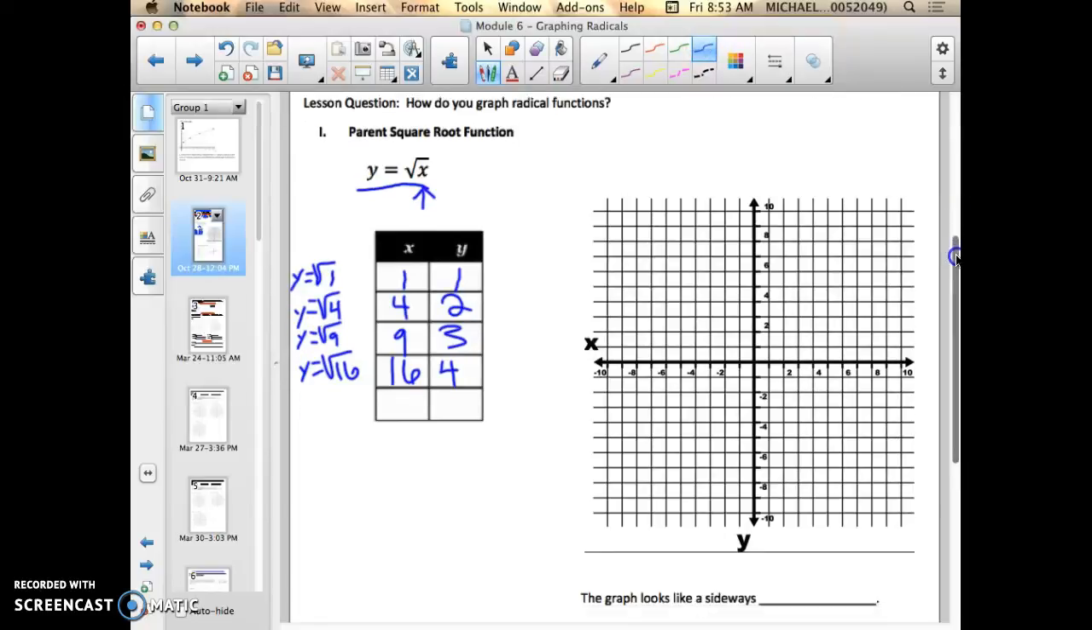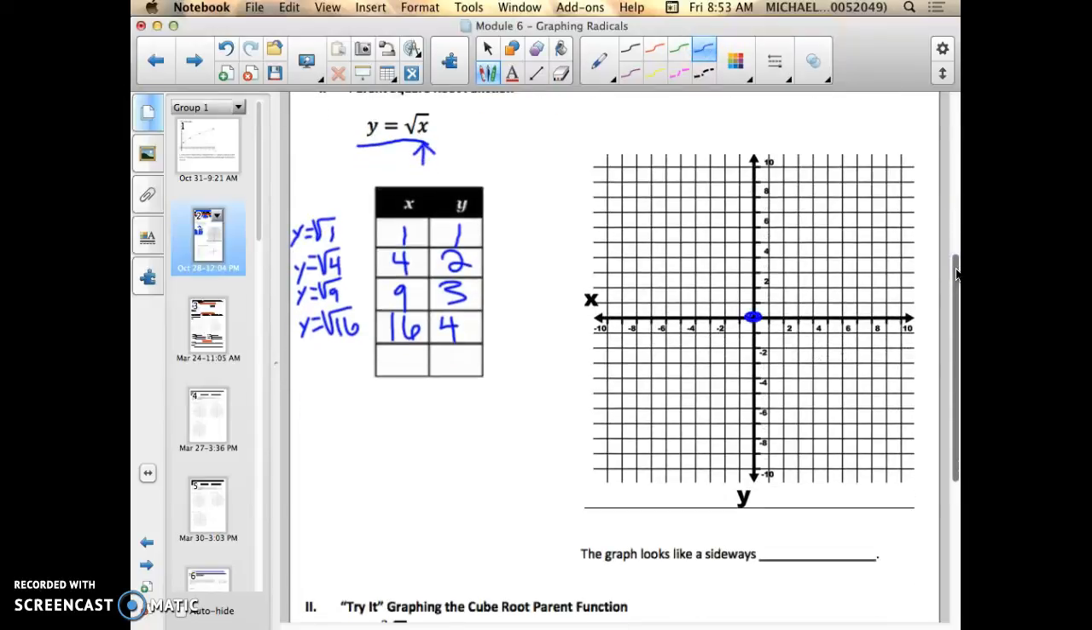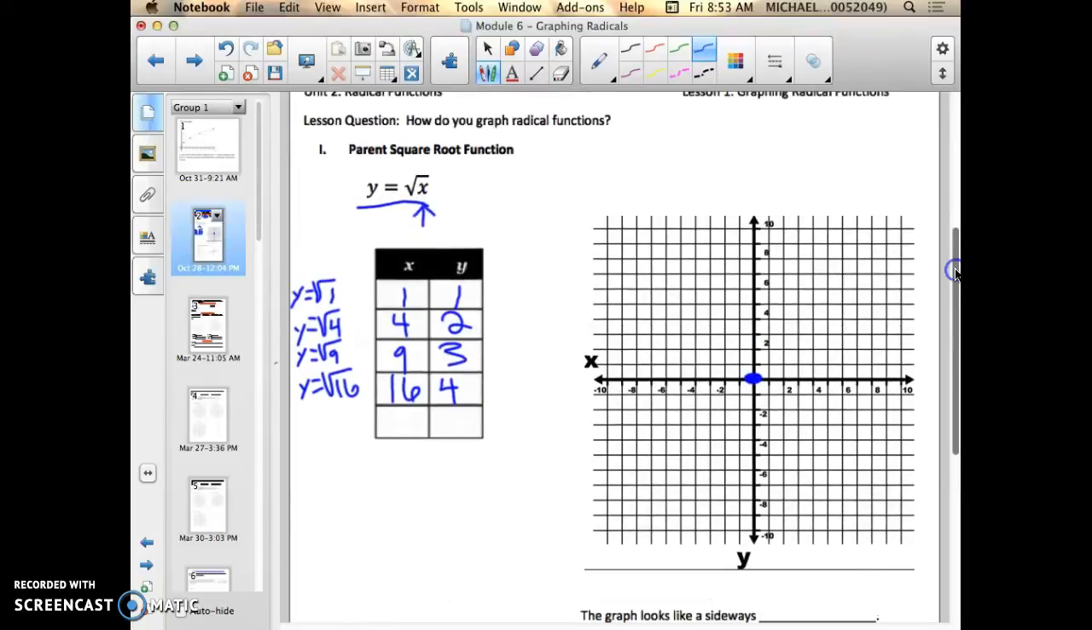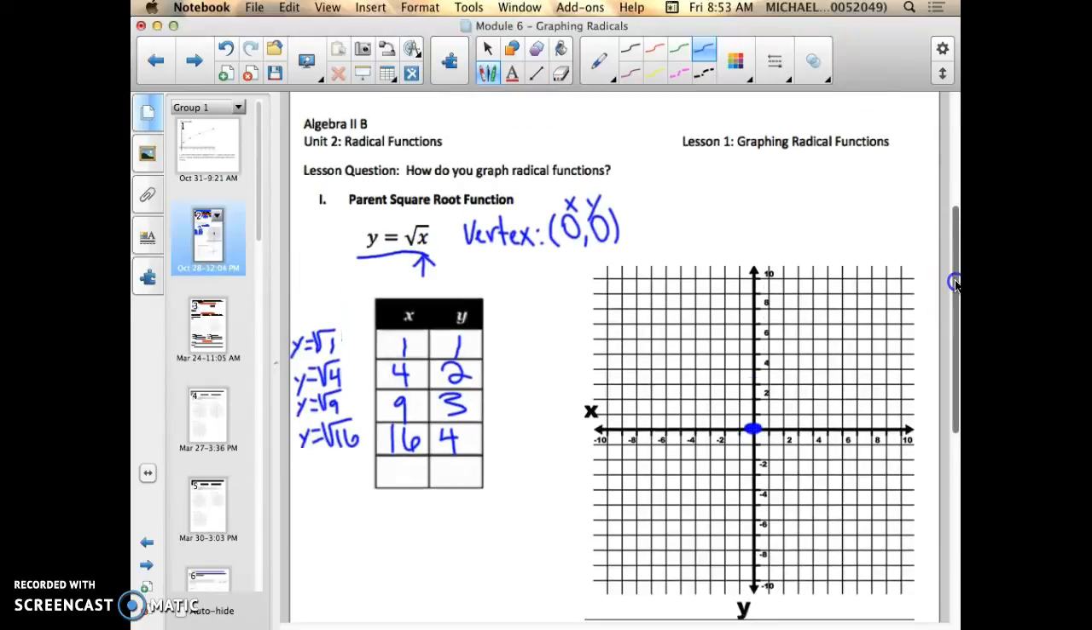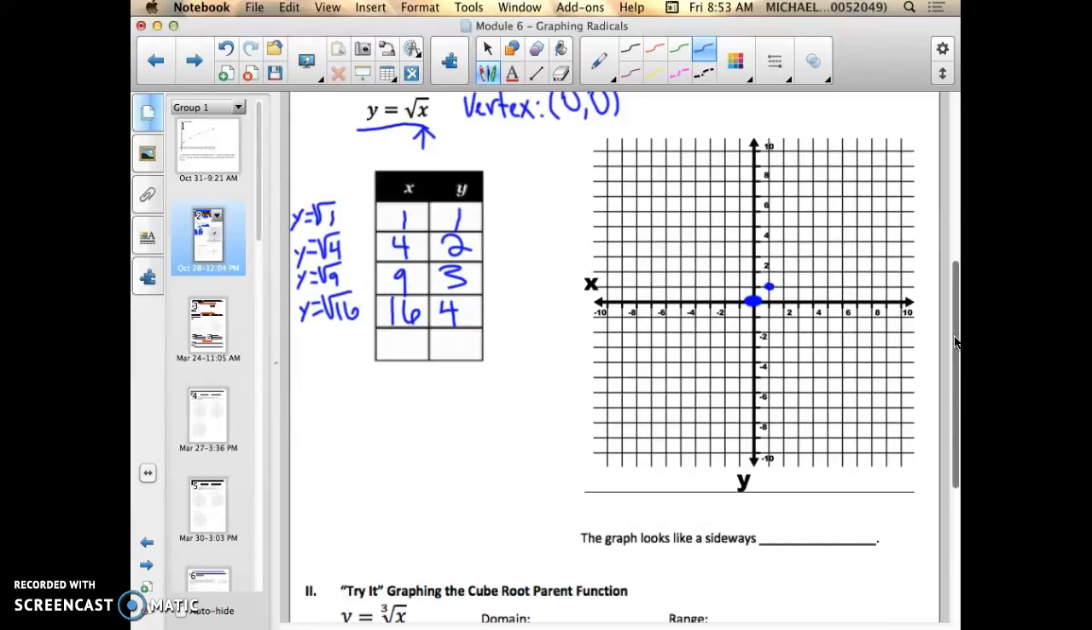All right, it always starts at the origin, 0, 0. And it's important to notice, and I'm going to write this up here, the vertex of this and the vertex of every parent function we're going to work with in this module is going to be 0, 0, x and y. That's where it begins. So 0, 0, the first plotted point is over 1, up 1, over 4, up 2, and over 9, up 3. So this is my radical function. Just like that. Goes on forever in the right direction.